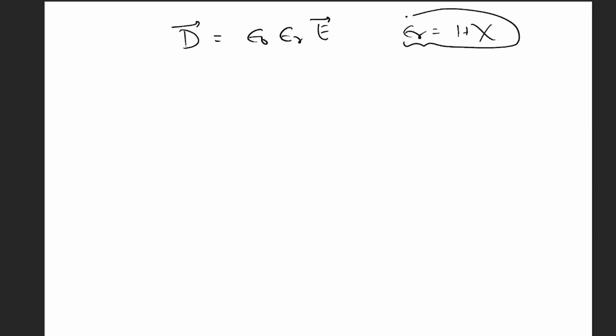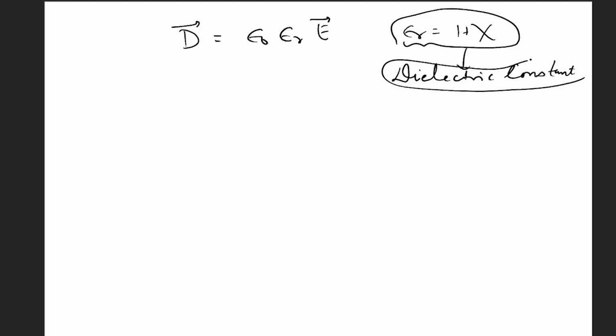So I can write now this electric flux density as epsilon naught, epsilon r, and the electric field in the dielectric, where epsilon r is 1 plus chi. Now this epsilon r or 1 plus chi is known as the dielectric constant of the medium. So this is the definition.